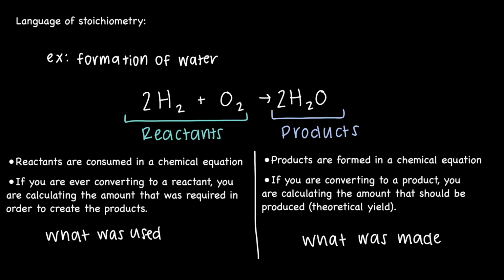It is also important to know the language of stoichiometry. Reactants are consumed in a chemical equation and products are formed. If you are ever converting to a reactant, you are calculating the amount that was required in order to create the products. If you are converting to a product, you are calculating the amount that should be produced without any errors, also known as the theoretical yield.